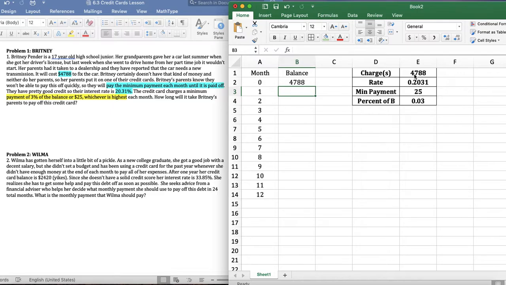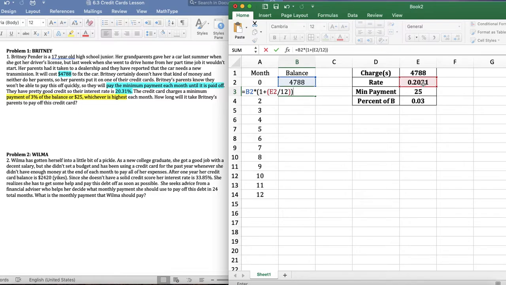My bad. All right, so now let's talk about this balance in month 1. First, they're going to charge interest. So they're going to take the previous balance, and when they charge interest, we're going to multiply by 1 to keep its original value, plus my interest rate divided by 12, and make sure that you have those double parentheses in so you get the right order of operations.